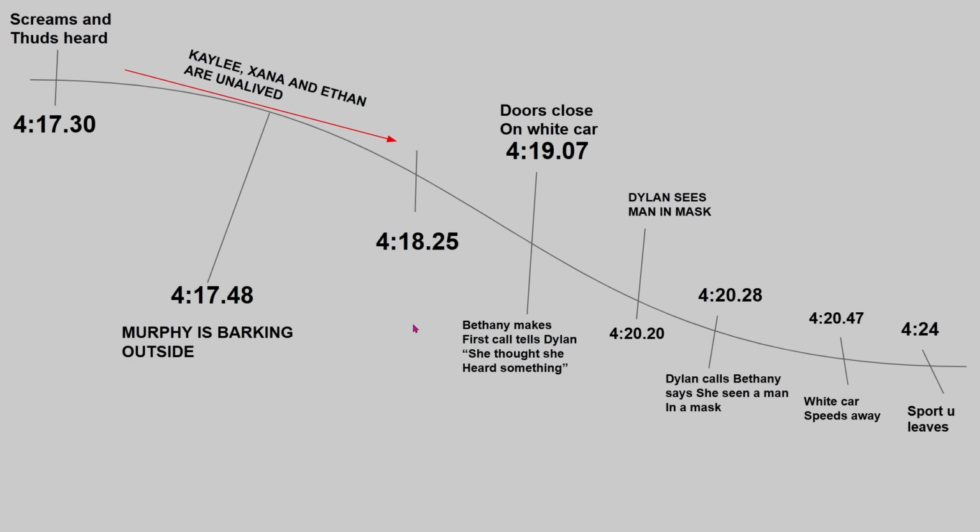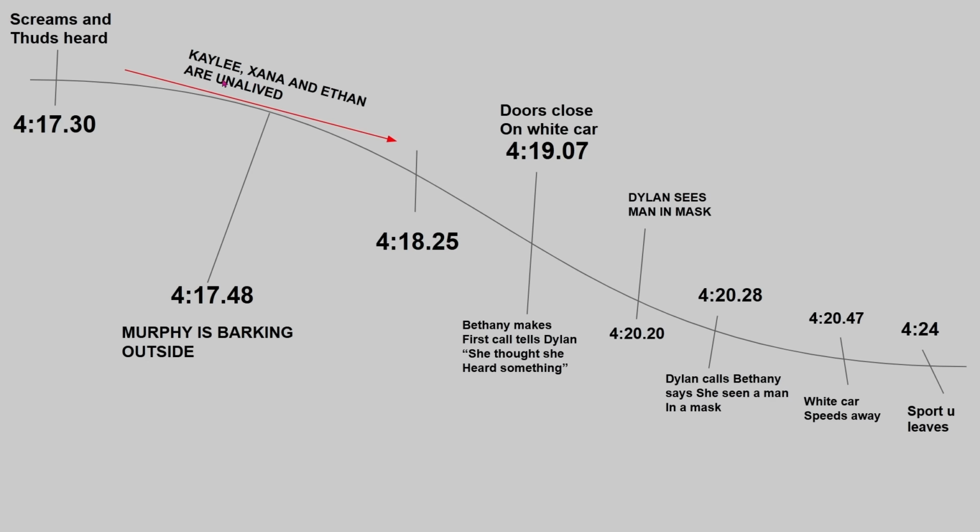But you see, it's right here where everybody will miss the importance of what we're discussing. The screams and thuds are heard starting at 4:17 and 30 seconds. That's when we estimated that Kaylee was struck. Xana and Ethan are being unalived. And the longest one of all of them would have been Xana at 53 seconds.